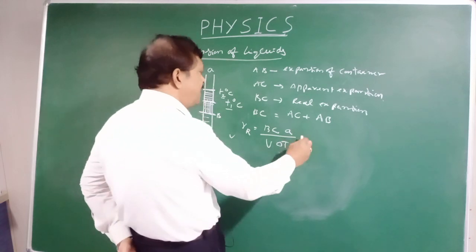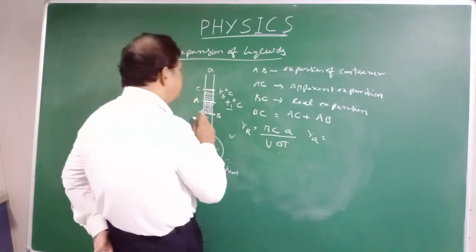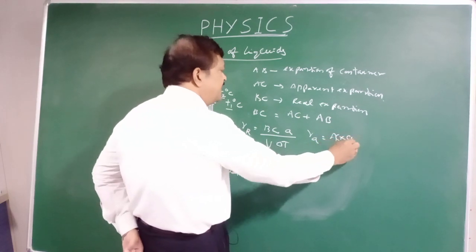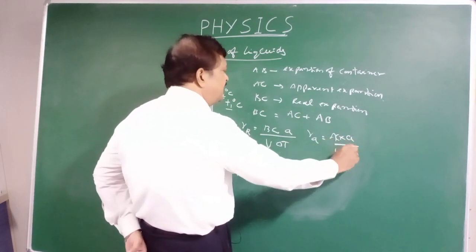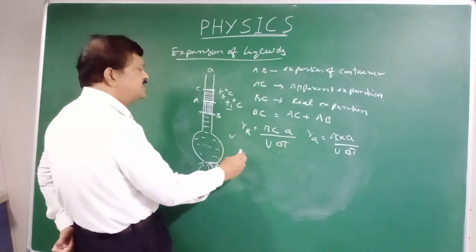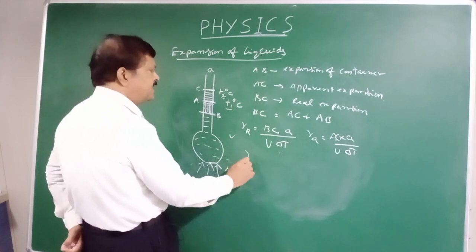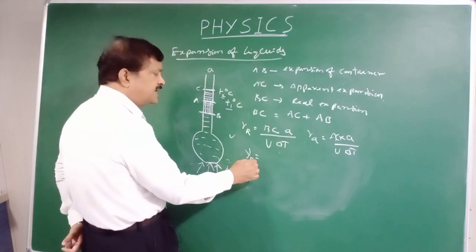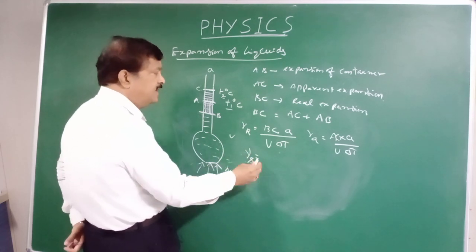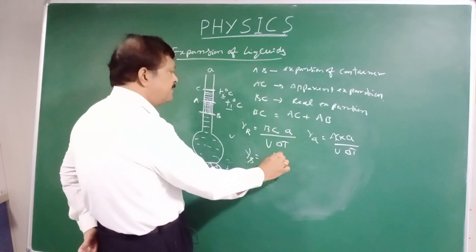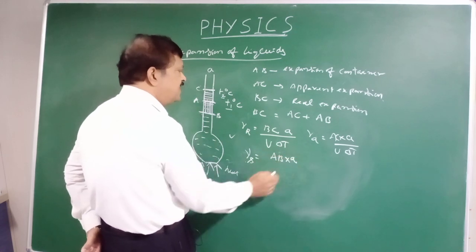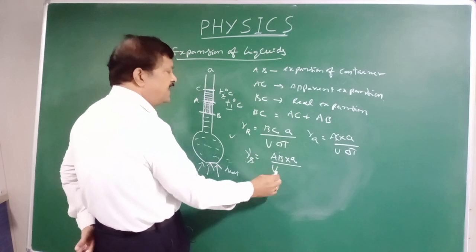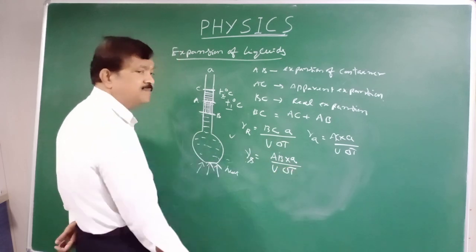And coefficient of apparent expansion: the apparent change in the volume is from A to C. So it is AC multiplied by area of cross section, divided by V into delta T. For the container also, the coefficient of expansion of the container, let us say gamma of the container or gamma of the solid, the change in the volume is from A to B. So change in volume is AB multiplied by area of cross section, divided by initial volume into change in temperature.